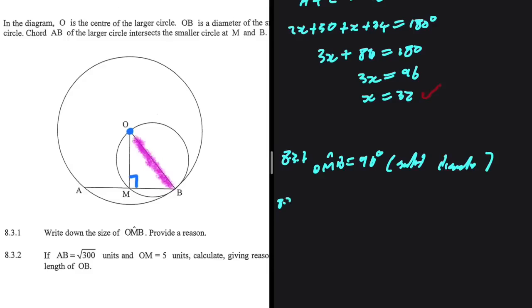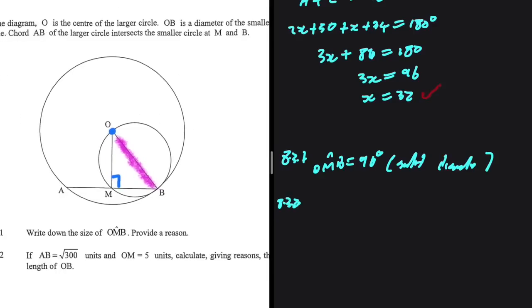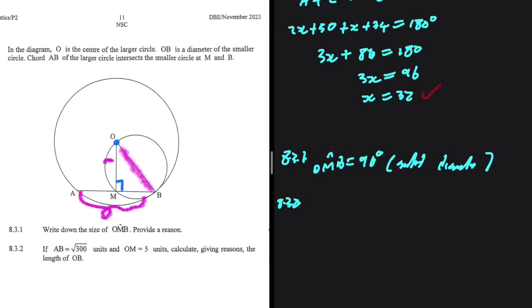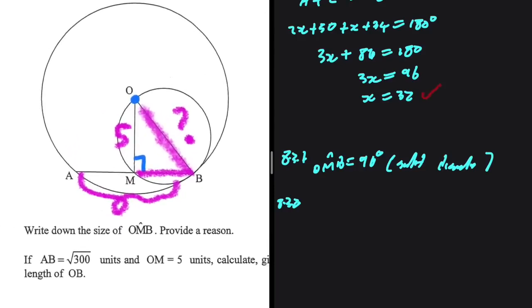The question that follows, 8.3.2, if AB is equals to square root of 300. So this entire AB is square root of 300. And OM is 5 units. Calculate, giving reasons, the length of OB. Okay, we want to find OB. It seems like we can use the theorem of Pythagoras here because we have an angle of 90 degrees. But can we find the length of MB? Because what we are looking for now is the length of MB. If we have the length of MB, then we can find OB using the theorem of Pythagoras.